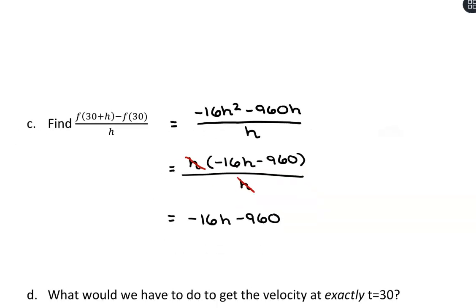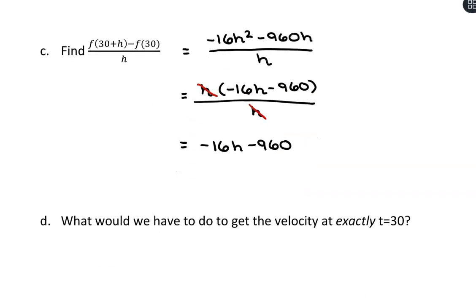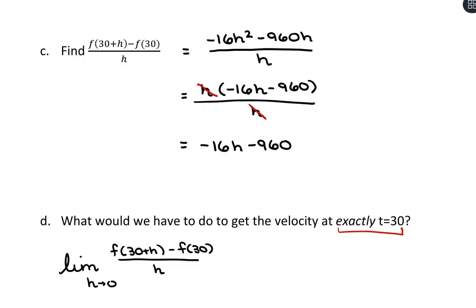So what we have here is, if we have some value for h that's a certain distance away, this would be calculating our average velocity between those 2 points. So what we want to do is to get our velocity at exactly 30. That's the idea of evaluating this as h approaches 0. So it was all about that difference in outputs over the difference in inputs, which just simplified to h, and we want to evaluate the limit as h approaches 0.